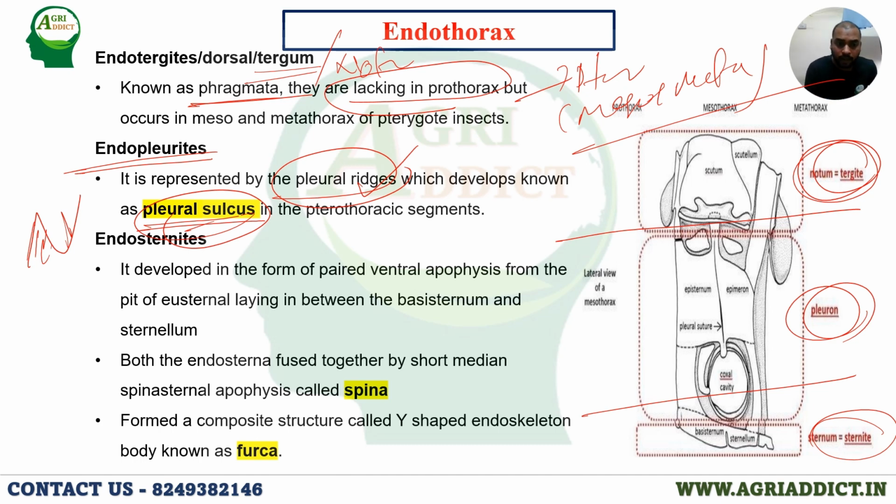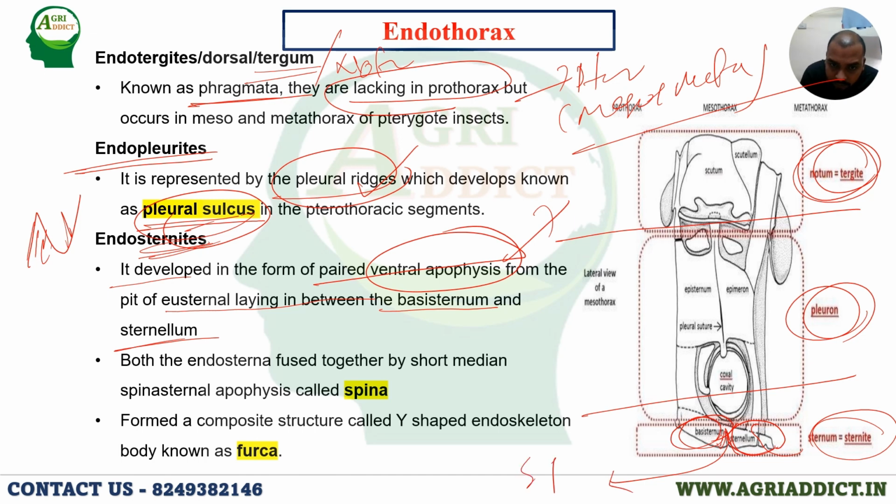Okay, and another thing is the endosternite. Sternite, as I have told you, is the ventral part, the ventral sclerites. It develops in the form of paired ventral apophyses. These apophyses lie between the basisternum and the sternum. You see here, this is the basisternum, this is the sternum, and they are joined by one structure called the spina.